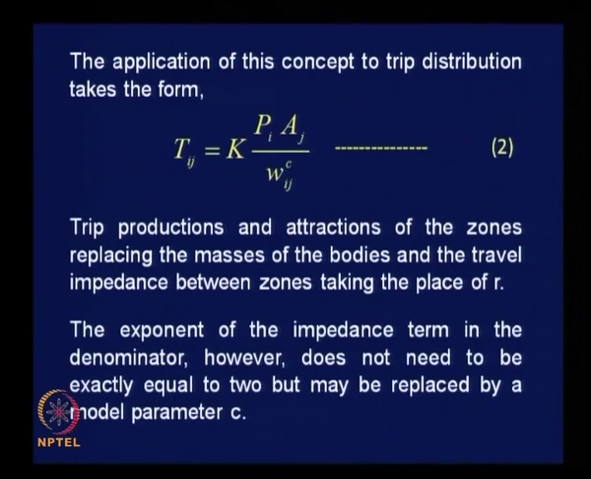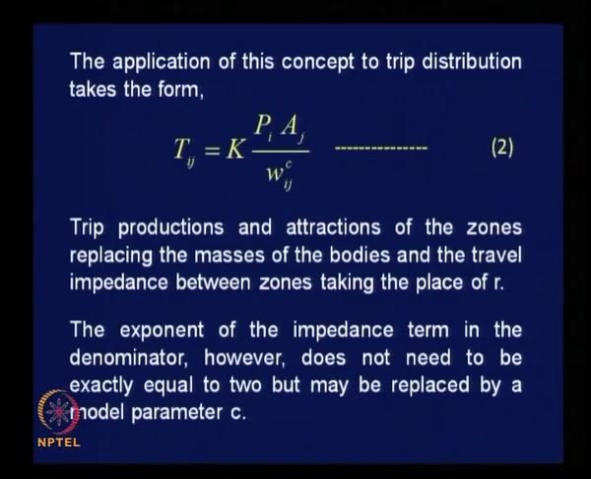The exponent of the impedance term, the denominator, however, does not need to be exactly equal to 2 as in equation 1. It can take any value depending upon the actual field conditions. We have to really calibrate and find out the exact value of C, the value of the exponent. It may be replaced by a model parameter as shown here, C, because it is going to be a variable and it should be actually derived based on calibration.